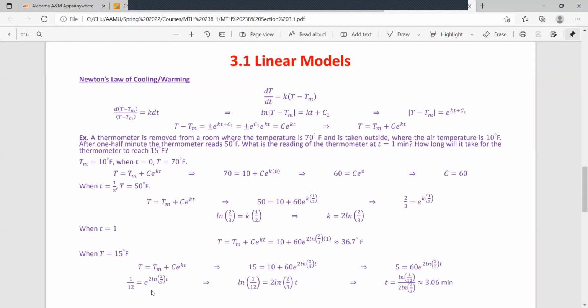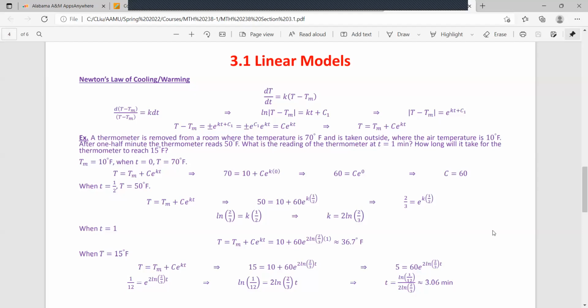So 1/12 is equal to e to the 2 ln 2/3 times t. And then take the natural log on both sides. So we got natural log of 1/12 equals 2 times ln 2/3 times t. So just divide by 2 ln 2/3. We got small t, the time, equals ln 1/12 over 2 ln 2/3. If you use your calculator to figure out this number, it will be 3.06 minutes. So that's about 3 minutes. So it takes 3 minutes to cool down the thermometer to 15 degrees.